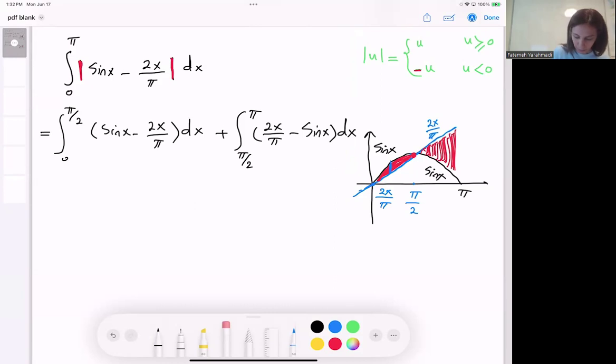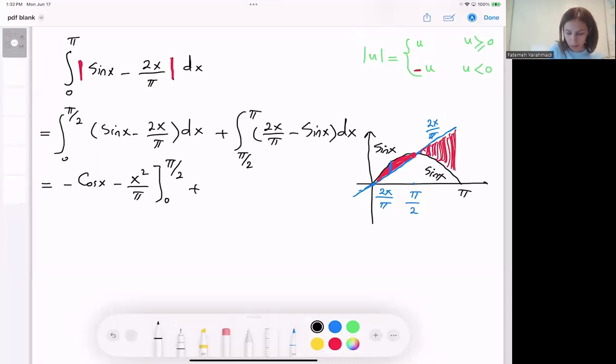This is equal to the integral of sine, which is negative cosine x, and the integral of 2x divided by pi is x squared over pi. So this is negative cosine x minus x squared over pi, where x ranges between 0 and pi over 2. Plus the second integral, you get x squared over pi plus cosine x, where x ranges between pi over 2 and pi.